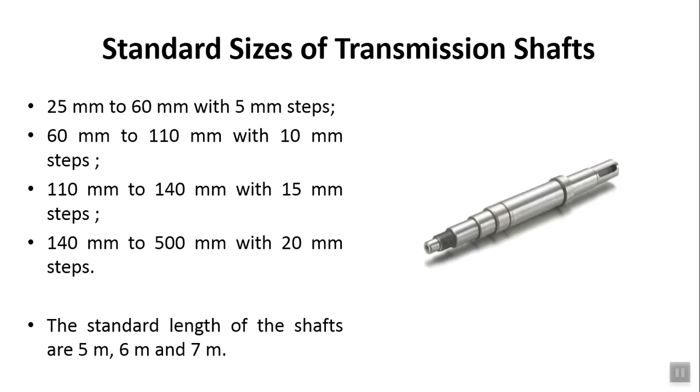These are the standard sizes of the transmission shafts: 25 mm to 60 mm with 5 mm steps. 5 mm is the step, you can say. Overall, 60 mm to 110 mm with 10 mm steps. You can apply the same way to others. And the standard lengths of the shafts are 5 meter, 6 meter and 7 meter. So sometimes you can see the steps are changing. Okay, the fillets are generated to control the stress concentration factor.